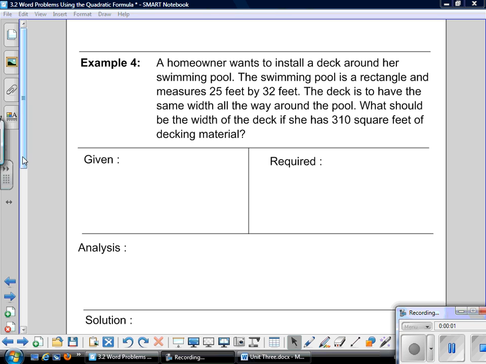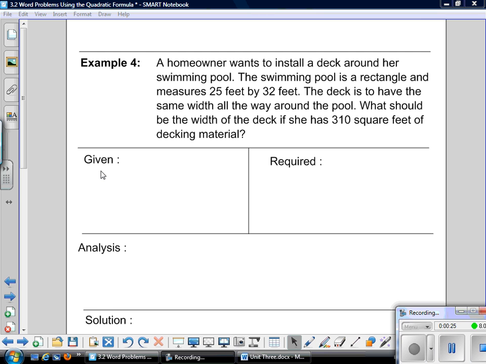Last example under this. Okay, so this time we have a homeowner who wants to install a deck around her swimming pool. The swimming pool is a rectangle and measures 25 feet by 32 feet. The deck is to have the same width all the way around the pool. What should the width of the deck be if she has 310 square feet of decking material?